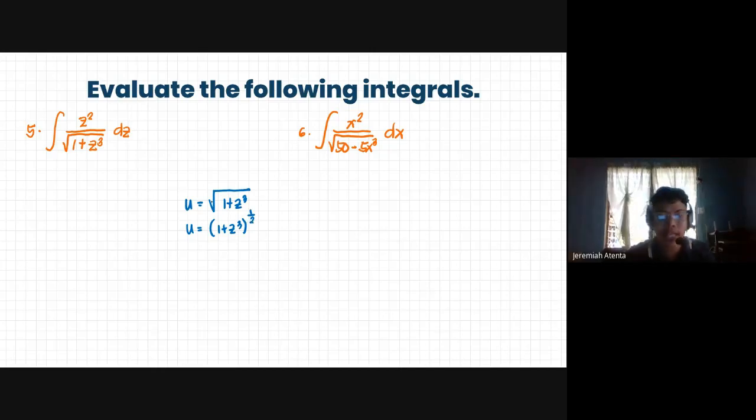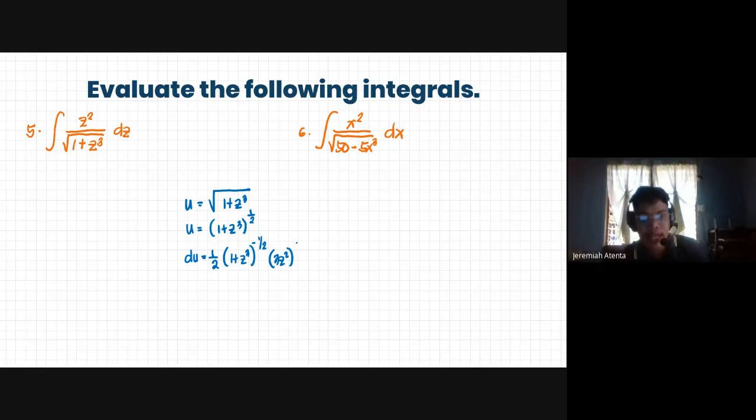Right? Now, in that case, we can differentiate now. This is just equal to du equals 1/2 times 1 plus z cubed to the power of negative 1/2. Chain rule ito. Times the inner function derivative, that is 3z squared. Right? Okay. Now, from that, we now have du equal to 3/2, 3z squared.